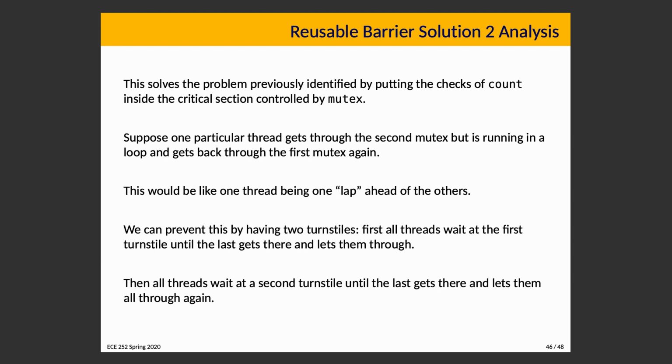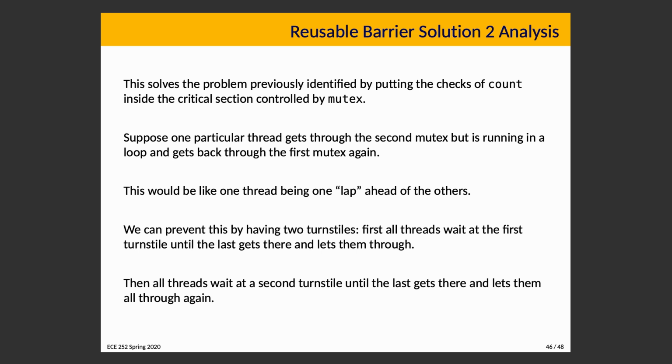Yeah. There is one more problem with the reusable barrier, and I mean, it's perfectly fine as it is, but there's one more thing that could happen. And it is, what if a thread, we'll say it's thread 2, gets through the second mutex, and it's running in a loop, and it goes back through the first mutex again. So we don't necessarily get exactly the correct behavior, because not all of the threads do what they are supposed to do. Imagine, if you will, again, the restaurant analogy.